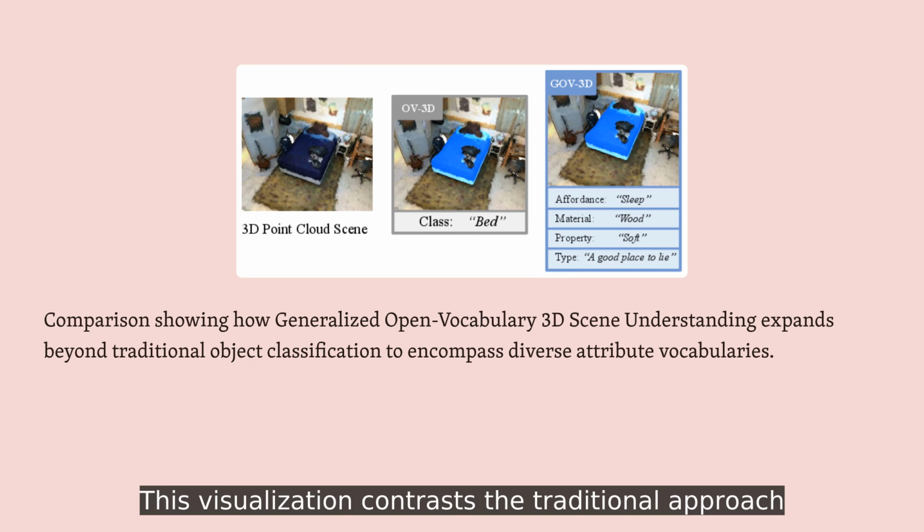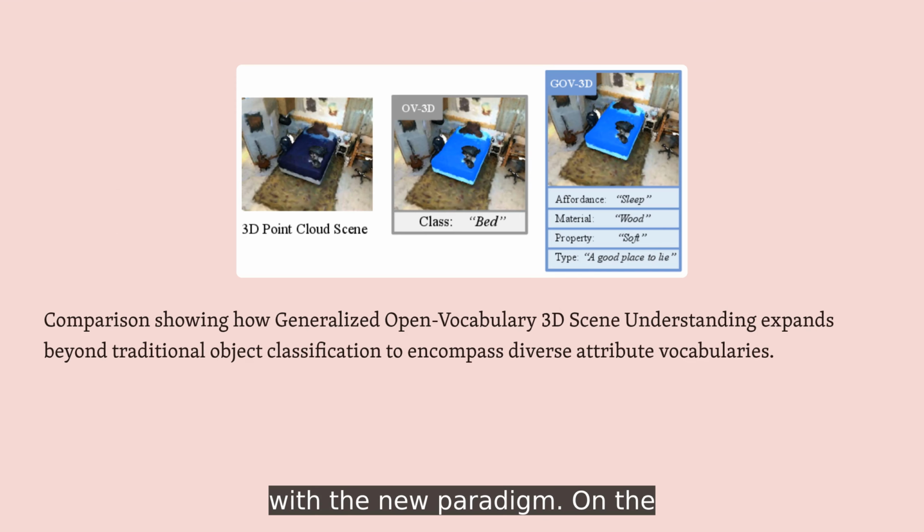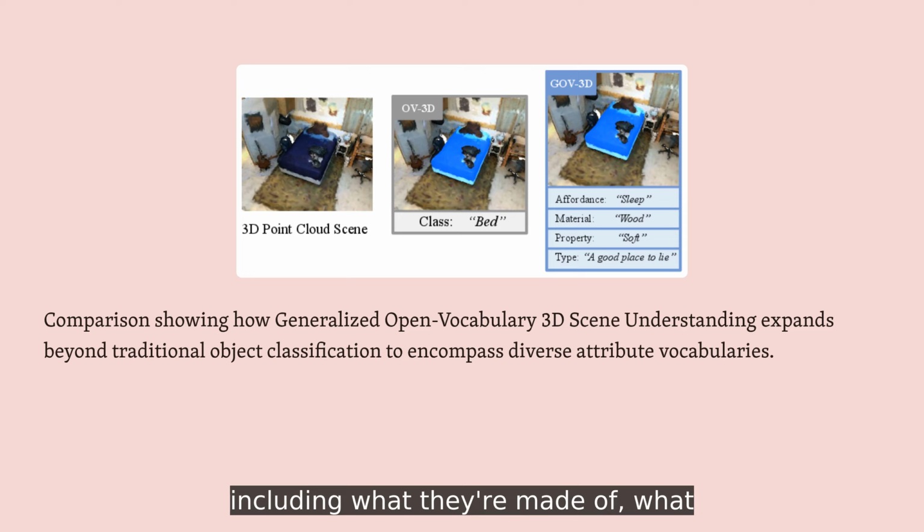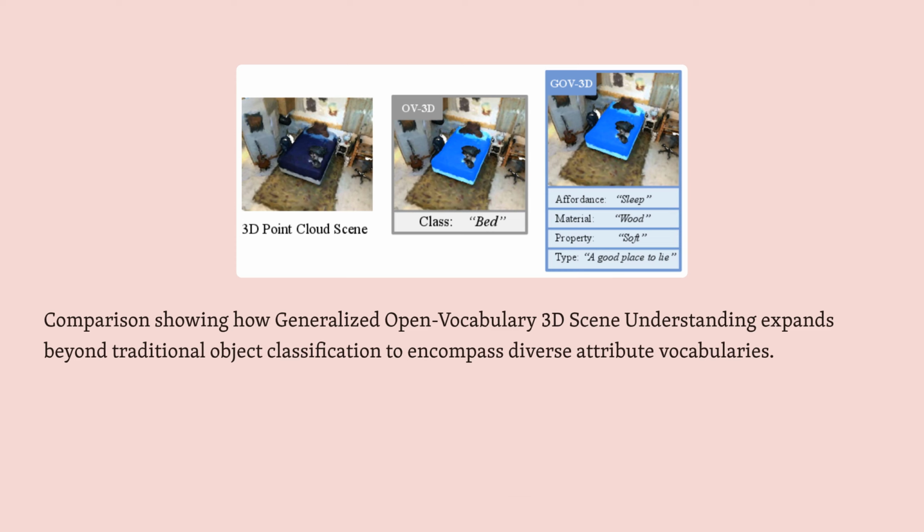This visualization contrasts the traditional approach with the new paradigm. On the left, conventional methods simply map 3D objects to class names. On the right, the generalized approach connects objects to a rich web of attributes including what they're made of, what they're for, and how they relate to other concepts, creating a much more complete understanding of the scene.